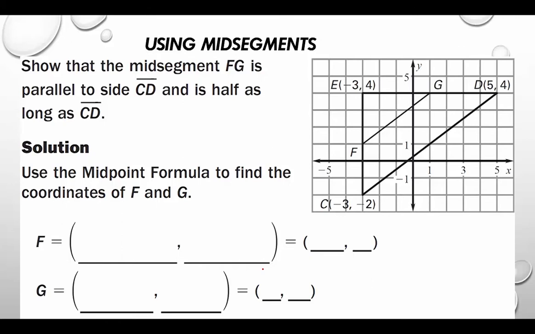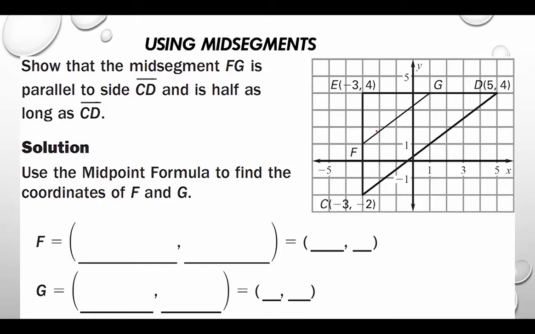Let's look at our first example using midsegments. This example is a perfect lead into our theorem that's coming up, Theorem 5.9, in which we find that this line over here, which is our midsegment FG, is parallel to the side that is not connected to the midsegment, and that FG should be half of this line CD. So we're going to prove that right now.